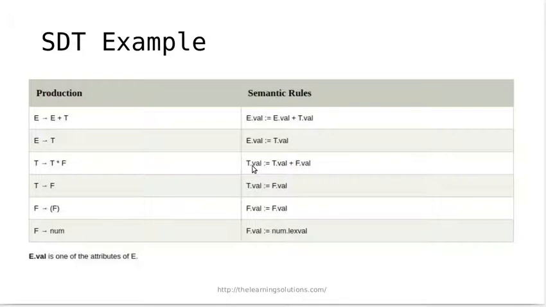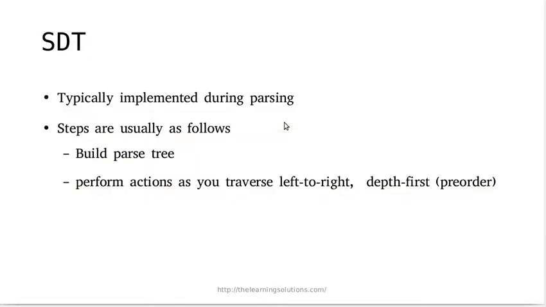One such example of SDT is given here. These are the production rules we have. The starting symbol is E. Here F tends to number, so any input number will use this particular production rule. Now we are simply attaching some attributes. The attribute assigned is E dot value, so E dot value equals E dot value plus T dot value. At every production rule we are attaching an attribute to the given non-terminal symbol. With respect to the value attribute of every non-terminal, we have added some semantic rules. So how is this SDT implemented?